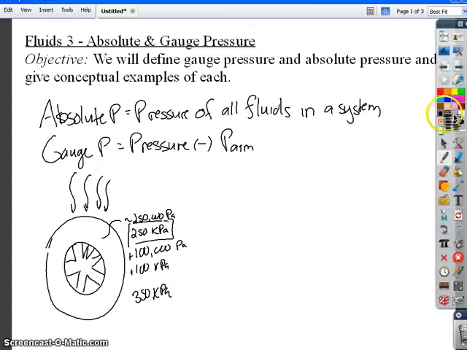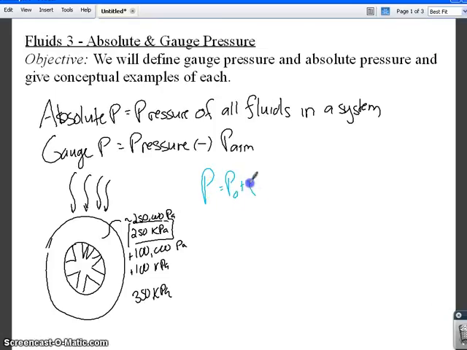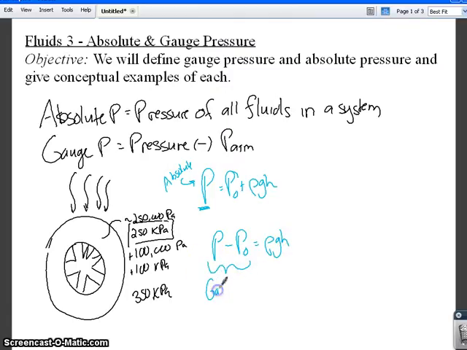So if we go back to our original equation, P equals P naught plus rho gh, this P here would be the absolute pressure because we're including the atmospheric pressure. And if we did P minus P naught equals rho gh, then this is the gauge pressure. This is the gauge pressure because we are subtracting atmospheric pressure, and this just makes sense.